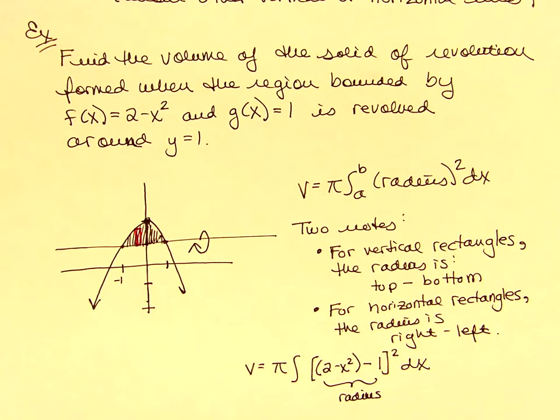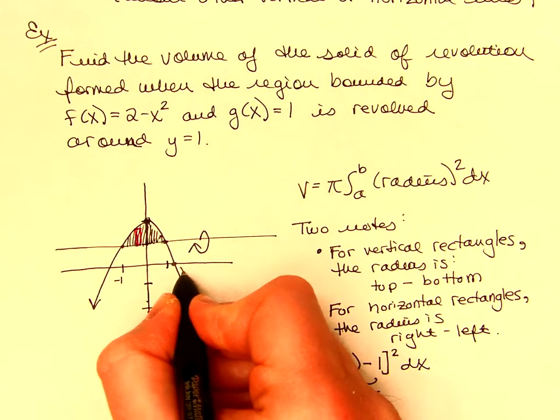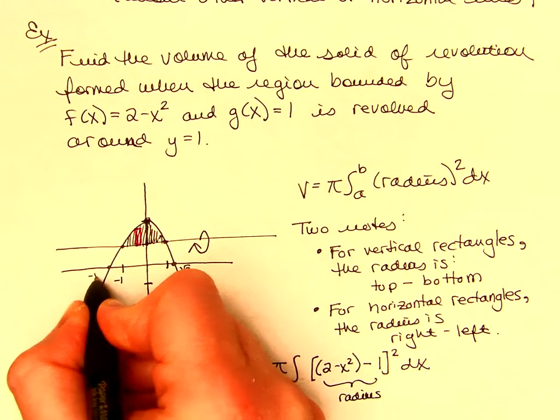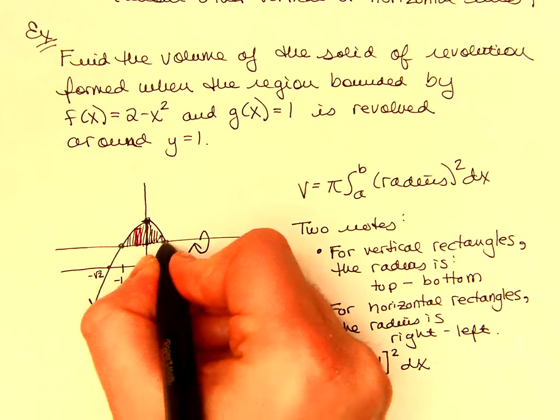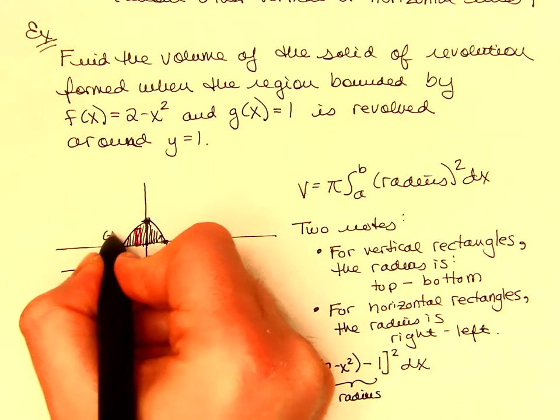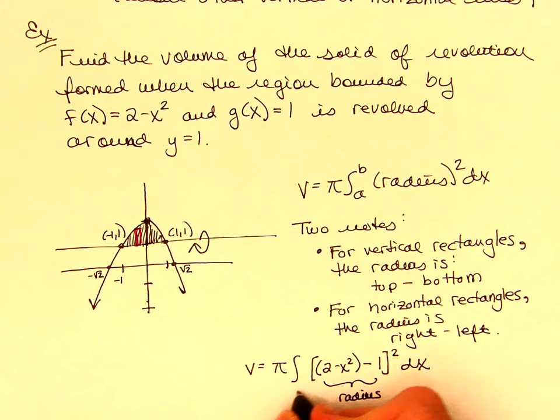Next, I need to integrate over the x values for my region. Over here, our x-intercepts would be at the square root of 2 and negative the square root of 2, but I don't care about that. I care about the x values for my region. My region starts at (-1, 1) and goes to (1, 1), so I'm going to integrate from negative 1 to 1.